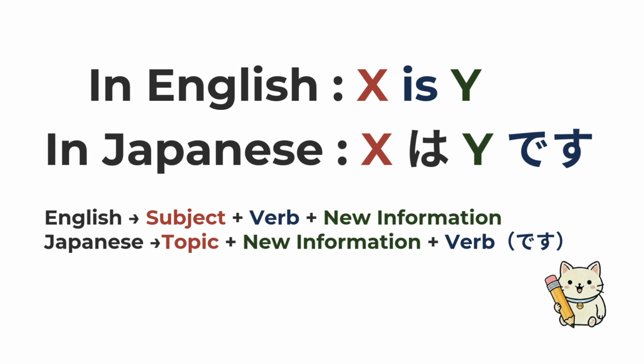Now, let's compare English and Japanese. In English, the sentence order is subject, then verb, and then new information. But in Japanese, the order changes to topic, new information, and the verb comes at the end. Notice the colors. The verb in blue moves to the end as です in Japanese.